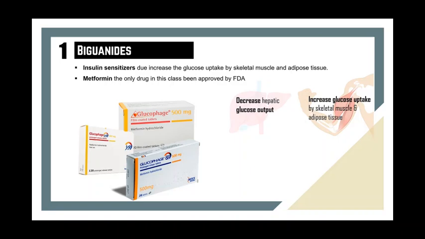Metformin is the only drug in this class that has been approved by FDA. Its major action in patients with diabetes is to decrease the hepatic glucose output, primarily by decreasing gluconeogenesis. Later we will discuss the mechanism of it, as well as that metformin may increase the glucose uptake by skeletal muscles and adipose tissue for glycolysis. Thus, it will reduce the glucose levels in the blood.